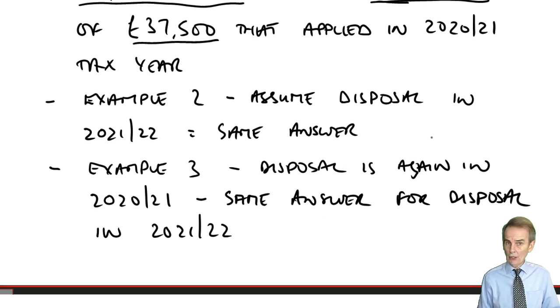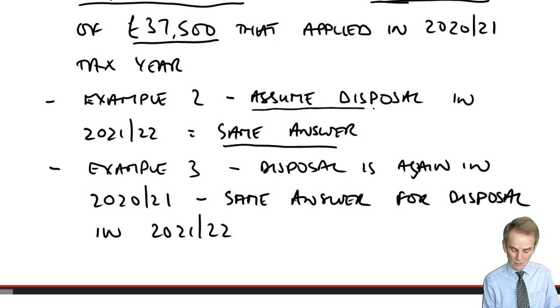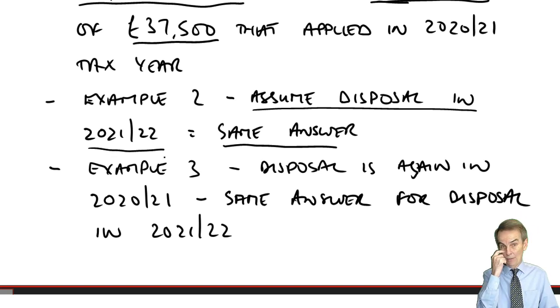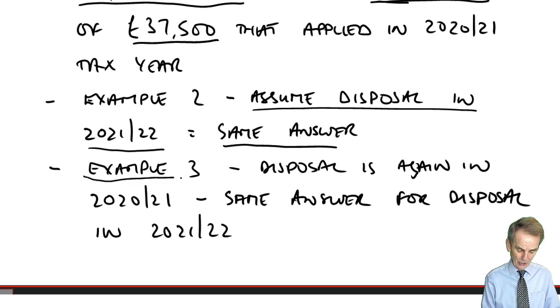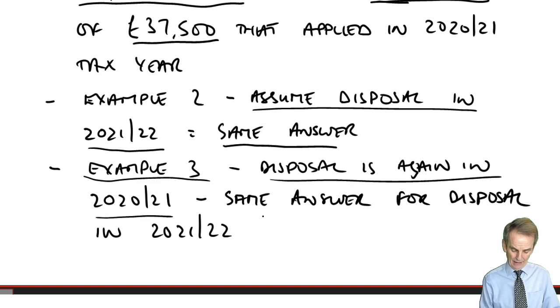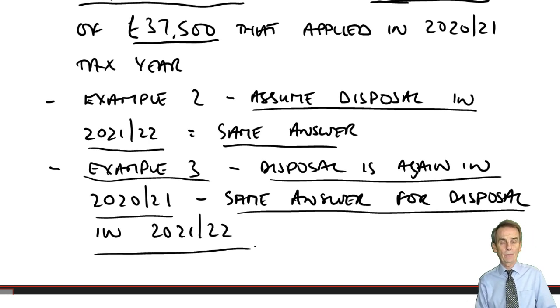There are two examples dealt with within that lecture, examples 2 and 3. And simply for example 2, where there are no changes in the outcome, it is the same answer that you get. We just have to assume that the disposal is in 21-22 rather than in 2021, as per the example you'll see on screen. As is the case also with example 3, where the disposal is again in 2021. It's the same answer that you'll get for a disposal in 21-22. It is only the dates that change.